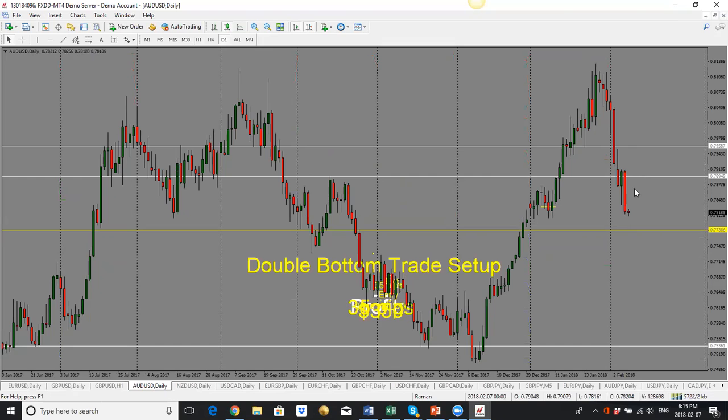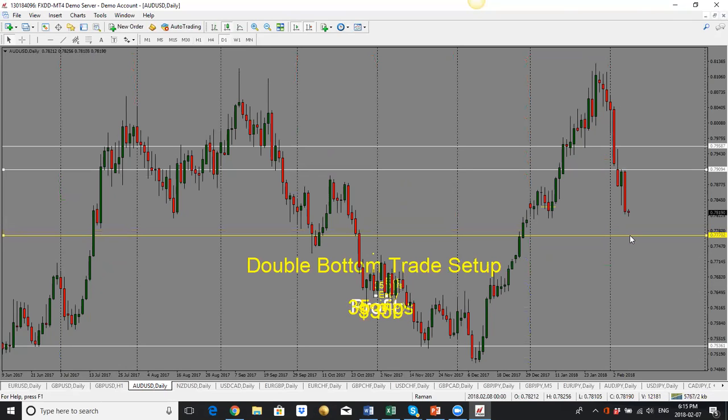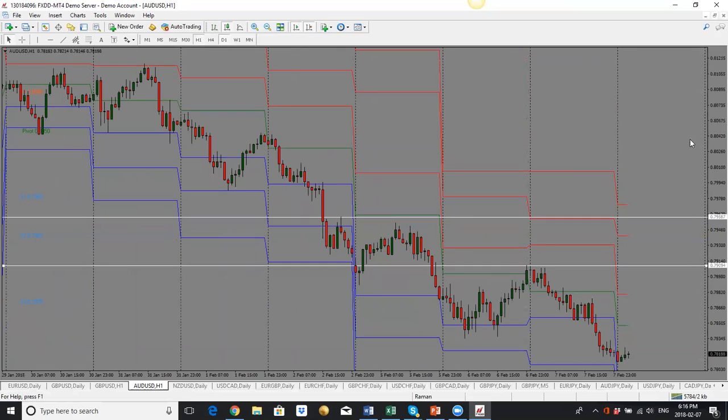Okay, yesterday we had talked about how if price stayed below this level, even though we had a bullish candle close, we were looking for a drop. So we got a fairly big drop here, and I'm looking for price to move down lower. The target would be the 77.70 level for Aussie.